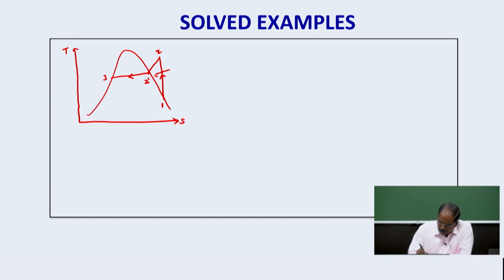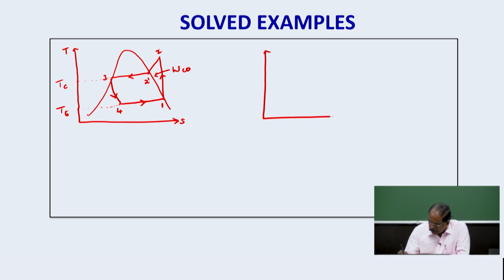This is the work of compression. And from 3 to 4, throttling process. Then we have the evaporation. If you extend the isothermal line, here it is the evaporator temperature and here it is the condenser temperature. So let me plot the pH diagram.